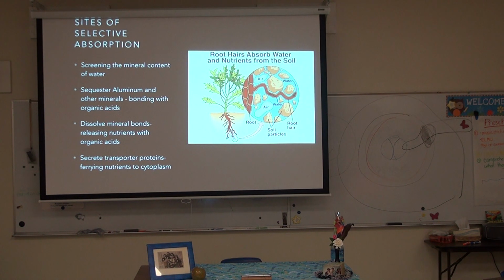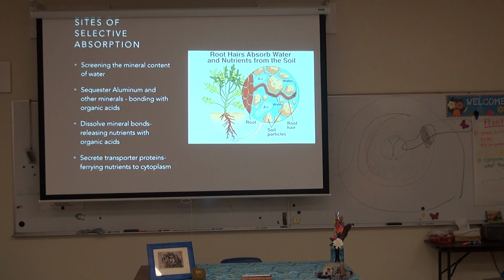Sites of selective absorption, as I mentioned. It's basically like a screening of mineral content of the water. How does it screen it? What if I said it started with a C and ended with an arge? Charge. Because of charge, it'll send out a certain charge. It'll be able to absorb a 2+ ion as opposed to a 3+ ion or whatever. So it can sequester aluminum and other minerals.